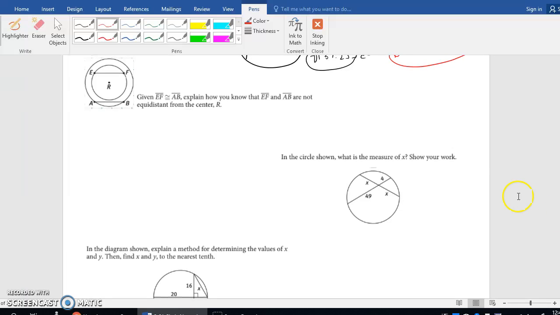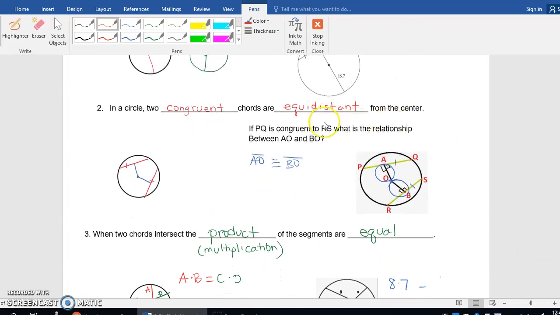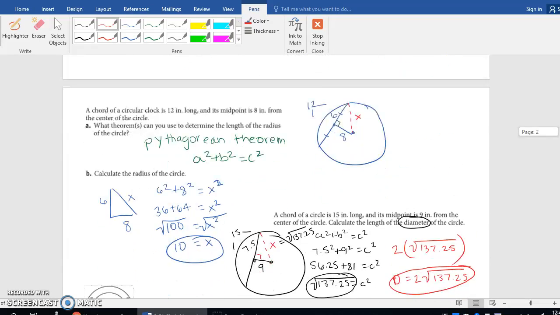Alright, next one. Given EF is congruent to AB, explain how you know that EF and AB are not equidistant from the center. Well, if we go back to our rule, I believe that was rule number 2. In a circle, 2 congruent chords are equidistant from the center. How many circles? 1. In a circle. How many circles are in this problem?